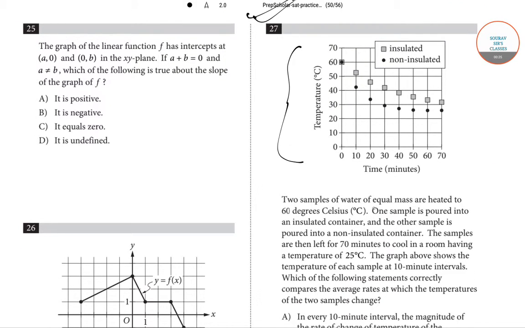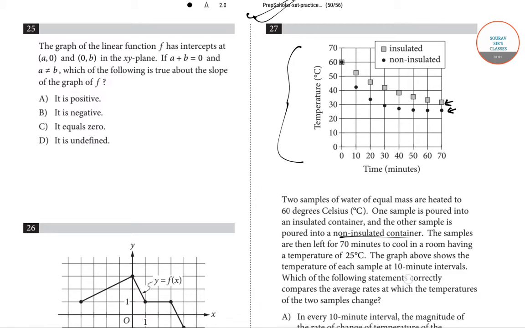two samples of water of equal mass are heated to 60 degrees Celsius. One sample is poured into an insulated container and the other sample is poured into a non-insulated container. So this one is denoting the insulated container and the black dot one is denoting the non-insulated container. And both the samples of water are equal mass and heated to 60 degrees Celsius.